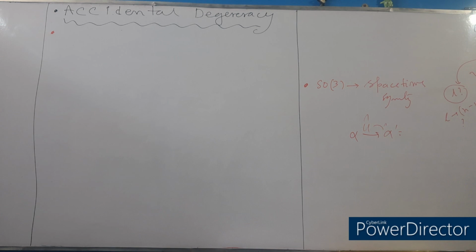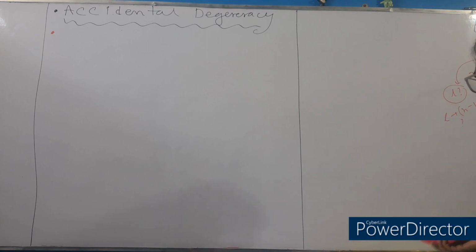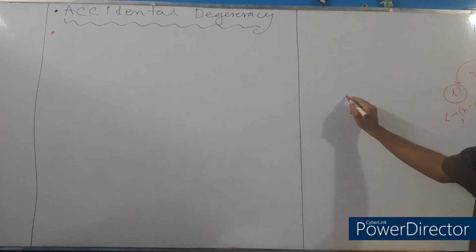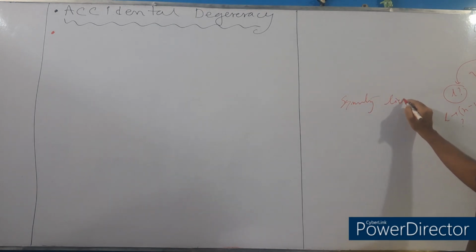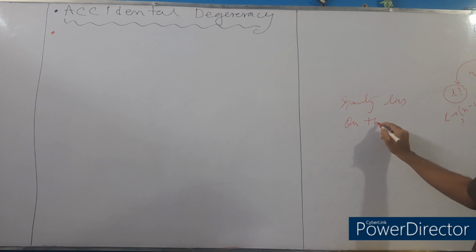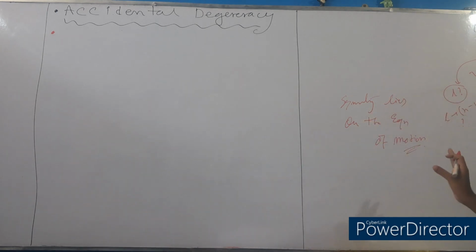But in the case of dynamical symmetry, why is it dynamical? Because it has no Noether current associated with it, and the symmetry lies in the equation of motion. This is the very important part of the whole thing I am going to do.